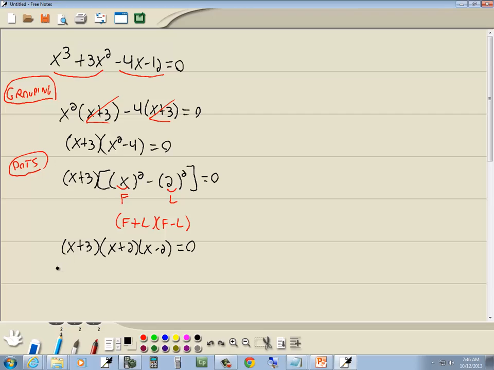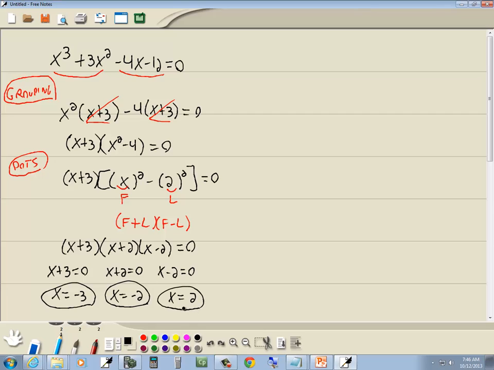So we're going to set each one of these equal to 0. So we set x plus 3 equal to 0, x plus 2 is equal to 0, and x minus 2 is equal to 0. Now in this one, take 3 over, becomes a negative 3. That's our first answer. Here, take 2 over, becomes a negative 2. It's our second answer. And here, take the negative 2 over, and it becomes a positive 2, and that's our third answer. So those are our 3 answers.